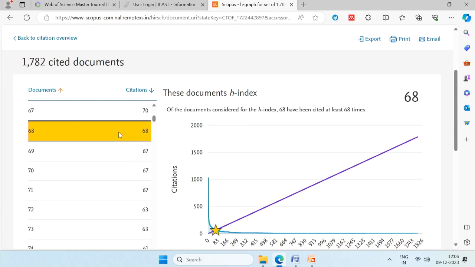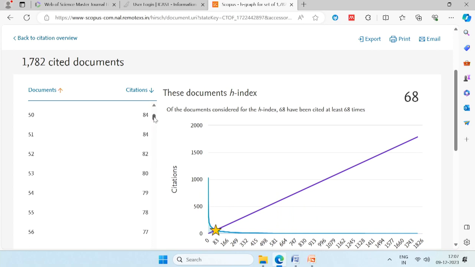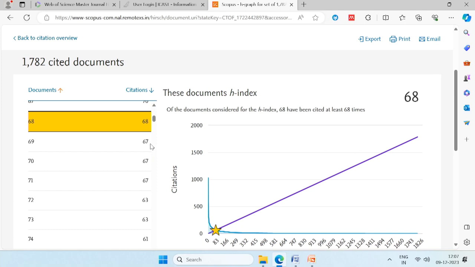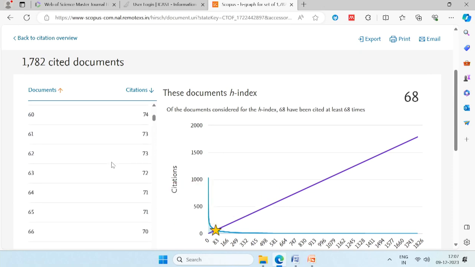If VTU's H index has to be 69, these two should reach 69, because all others are more than 69. So there is a likely chance that if this article gets 1 citation and this article gets 2 citations, the H index will become 69. Then for 70, all these articles should increase. These are the potential articles which can contribute to the increase of H index.